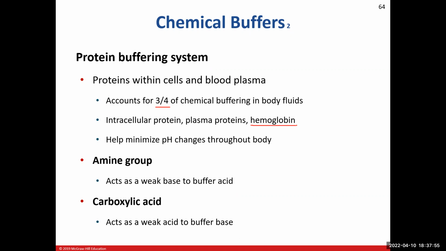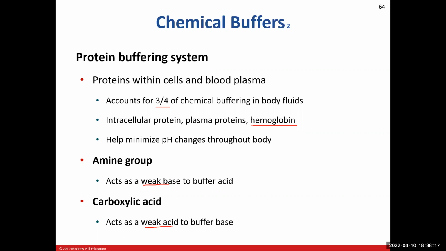Now, proteins are wonderful structures. They bring it to the party because they both have an amine group and a carboxylic acid group. The amine group is going to act as our base, that weak base, so it can buffer acids. And the carboxylic acid is going to act as a weak acid, and it's wonderful because it can buffer the base.